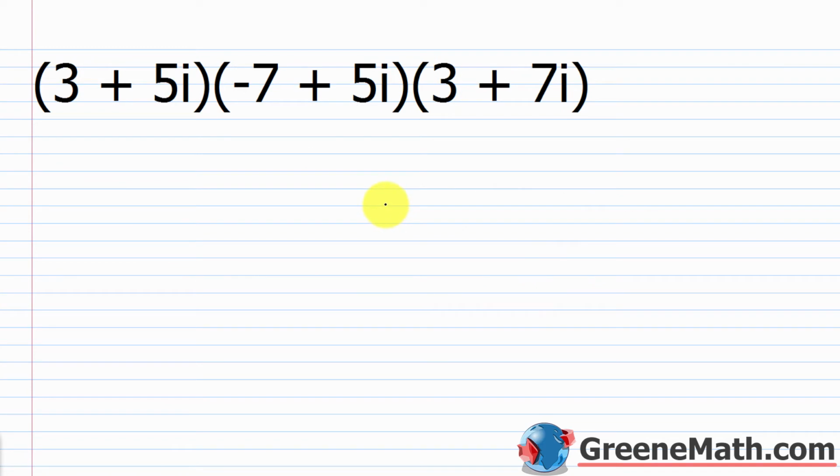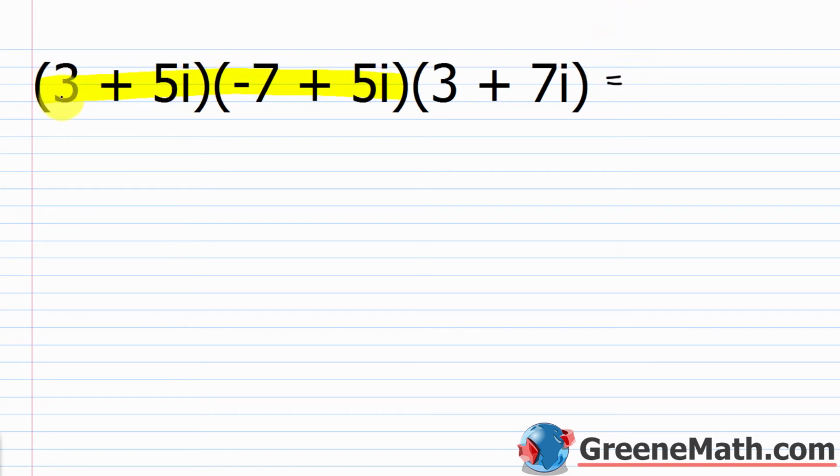All right, so let's take a look at one more of these. Just like if I was multiplying 3 binomials together, I would multiply 2 of them first, find that product, then multiply the result by the third. So we have 3 plus 5i, that quantity, multiplied by the quantity negative 7 plus 5i, multiplied by the quantity 3 plus 7i. So let's start by multiplying these two together. And what's that going to give us?